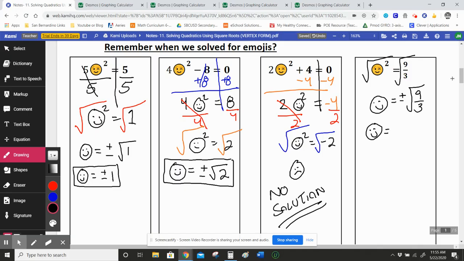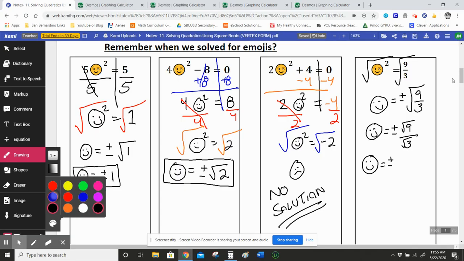Now just remember that whenever I have the square root of a fraction, I can split that radical into the top and the bottom. It'll be the exact same thing. So I can say that this is the same thing as saying plus or minus square root of 9 divided by the square root of 3. So I just took that radical and split it up into the top and the bottom. Same answer. So when I do that, my happy face emoji is equal to plus or minus. On top, the square root of 9 would actually give me 3, right? So that's a nice answer. So it'll be 3 on top divided by radical 3.